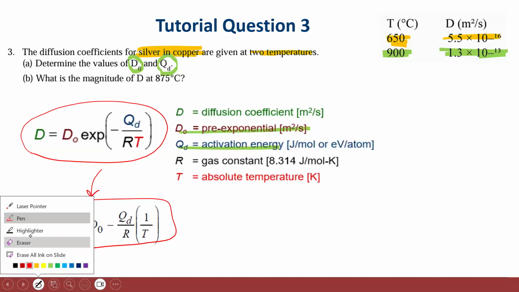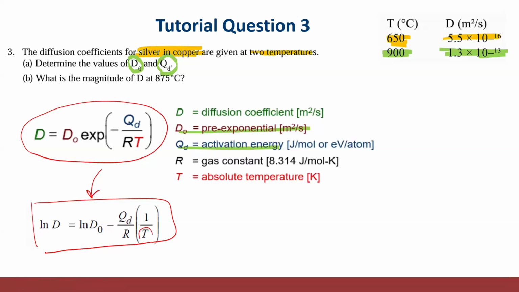In this equation, capital T is your temperature in Kelvins. So we can't use 650 as it is. We need to add 273. So that will be 923, isn't it? Kelvins. And 900 plus 273 will be 1173 Kelvins. So we need to use those temperatures.